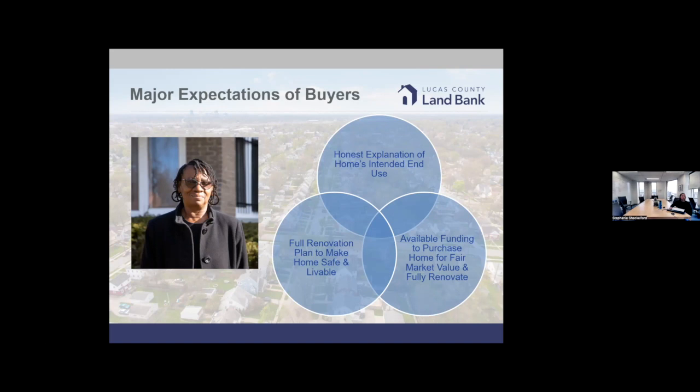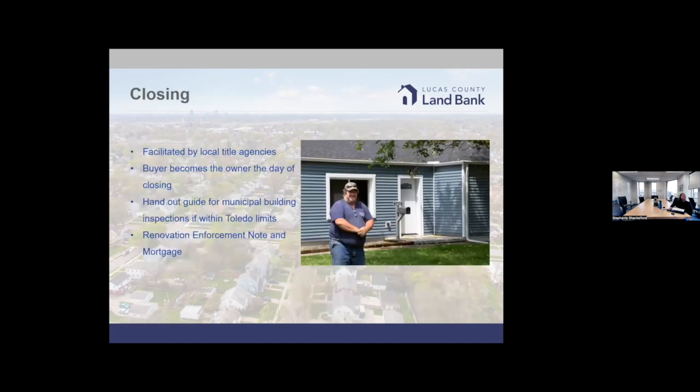So in addition to their end use, they have to give us a plan to renovate the property. And then they have to show us that they have the money to purchase the property and the money to fund their renovation plan up front. The funding sources that we accept are really similar to Trumbull also, so I won't go into that at length, but it's generally a bank account or a savings account, retirement, credit cards, things like that.